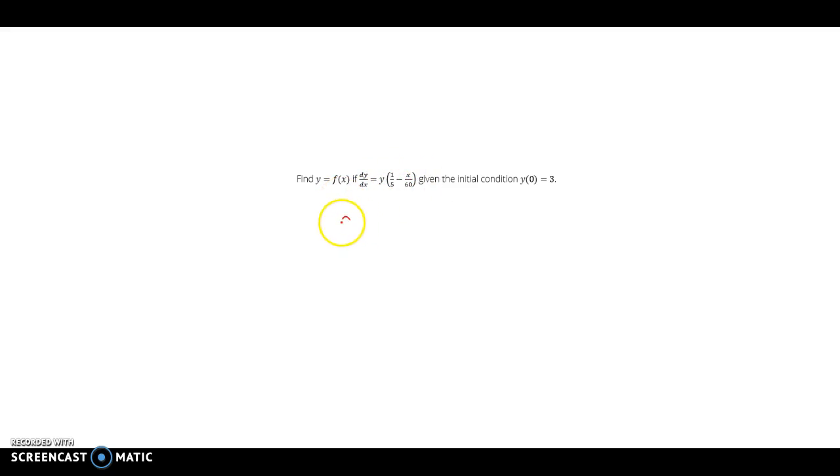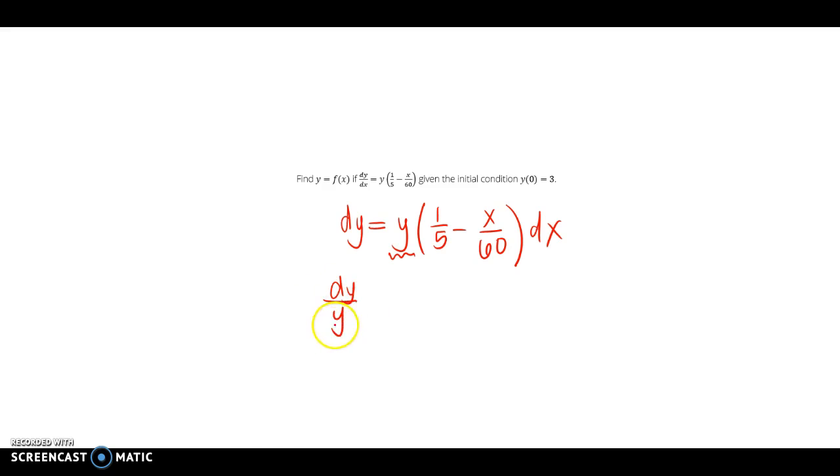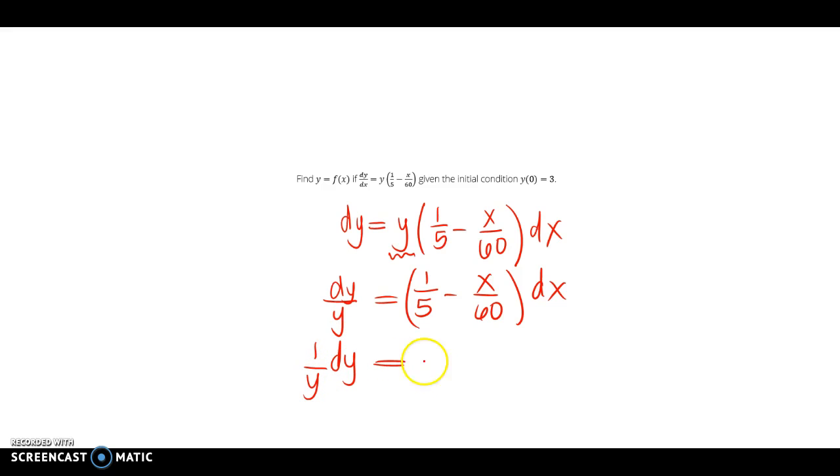A general first move is to multiply by dx on both sides. So we're going to have the result then of y times 1/5 minus x over 60 times dx. And then it's pretty obvious that the major term that needs to move now is the y, and then everything will be separated. So a lot of you have been writing that as dy over y equals 1/5 minus x over 60 times dx. And I want you to get in the habit of separating this over here into 1 over y dy equals the same result on the right hand side.